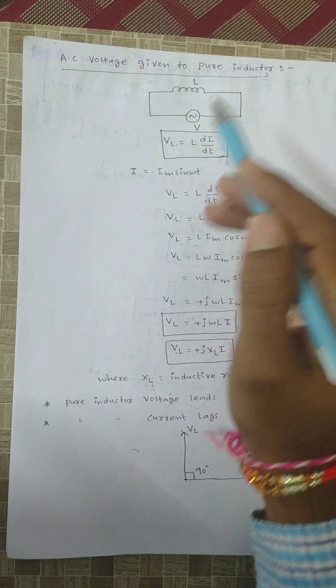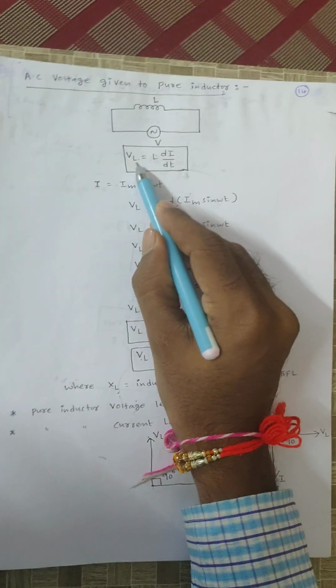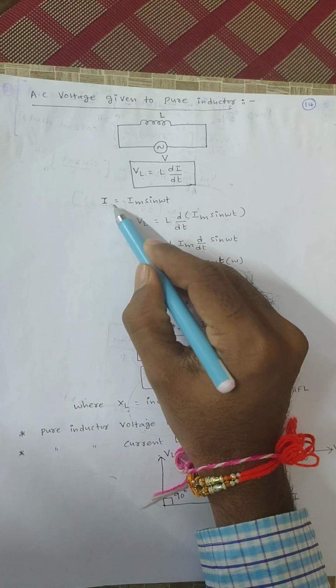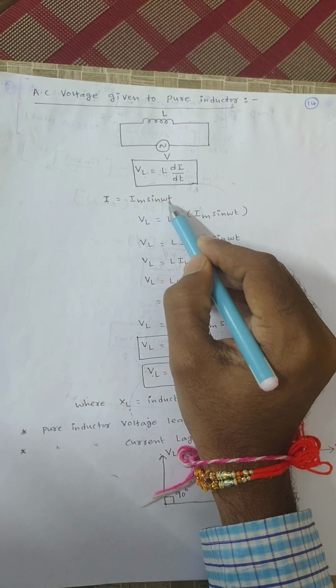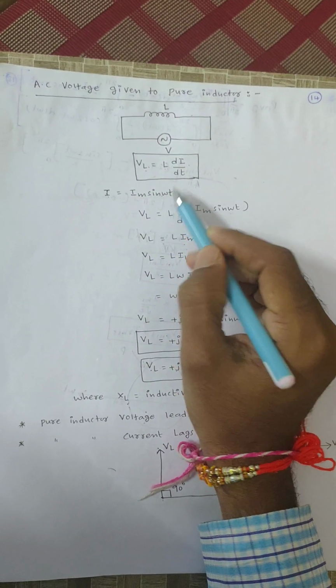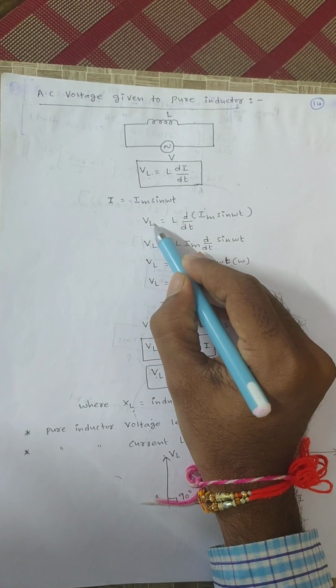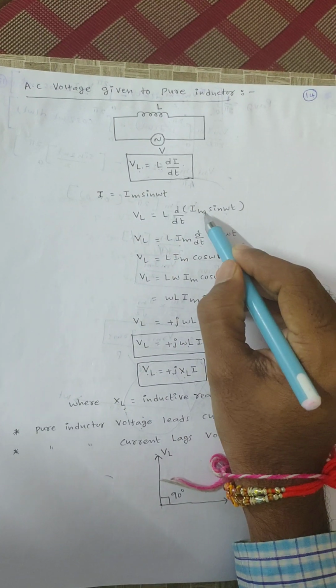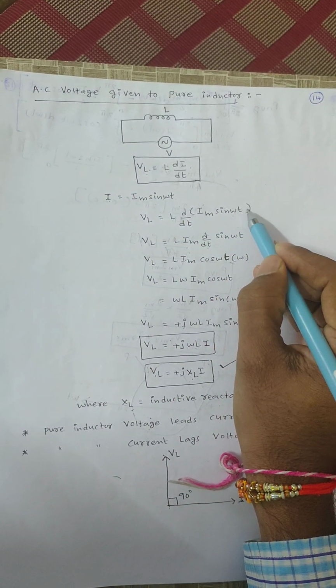Then already we know the voltage across the inductor formula: VL is equal to L into di by dt. Then the current flowing through the inductor is i is equal to Im sin omega t. Then the voltage across the inductor will be L into d by dt of, already we know the i value, that is Im sin omega t.